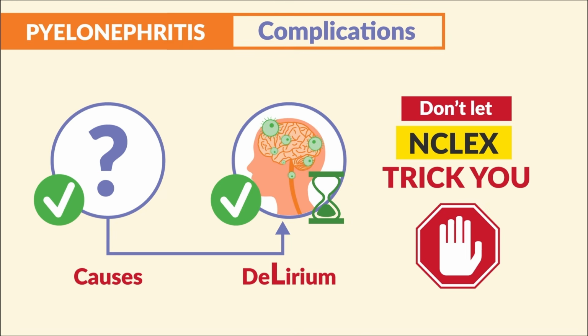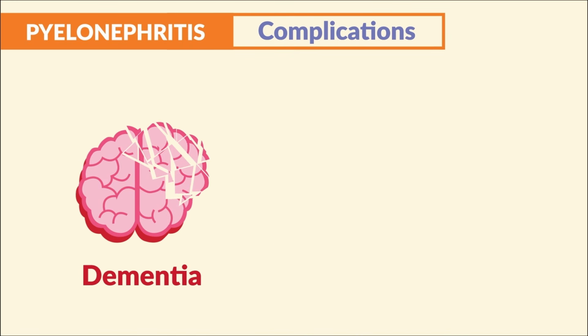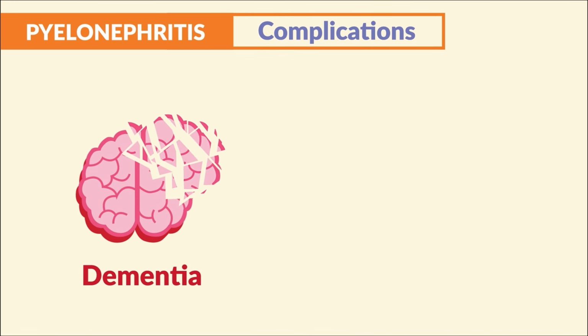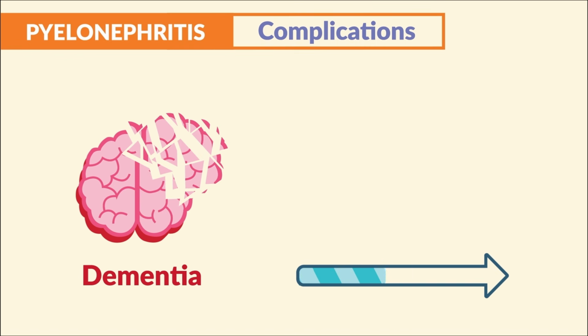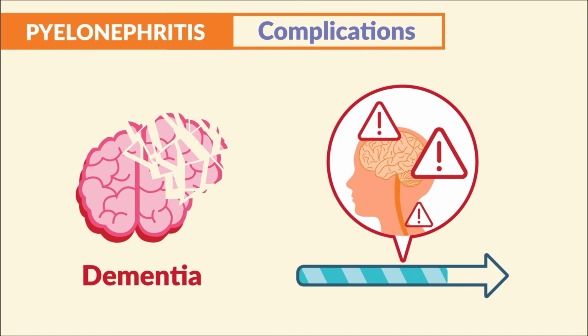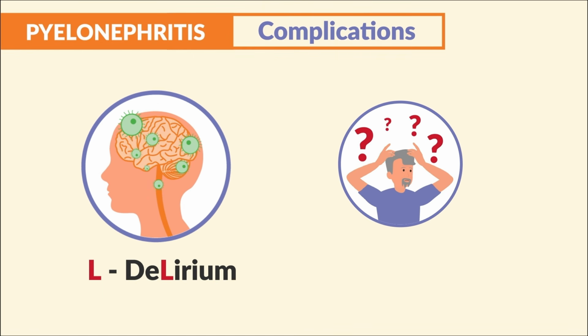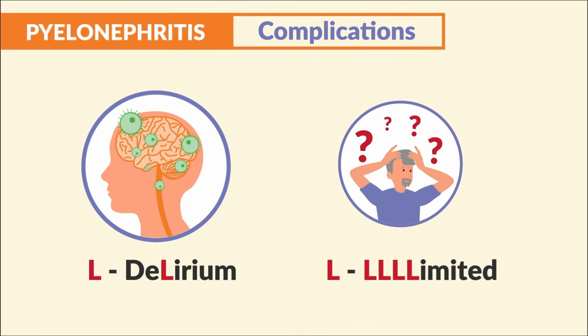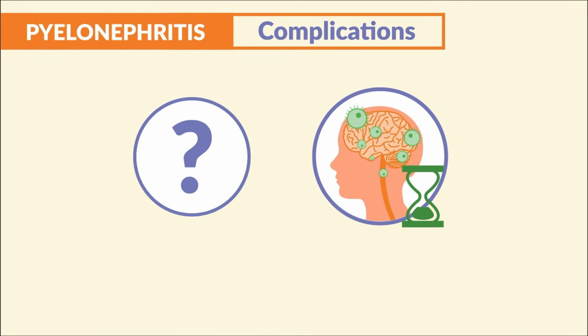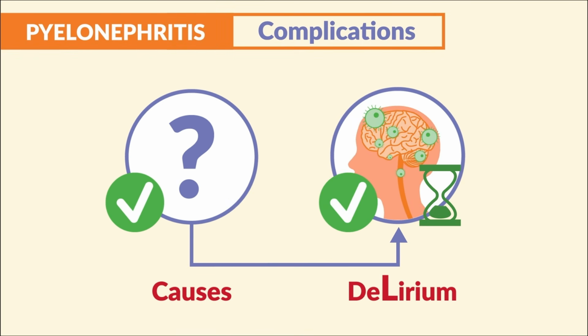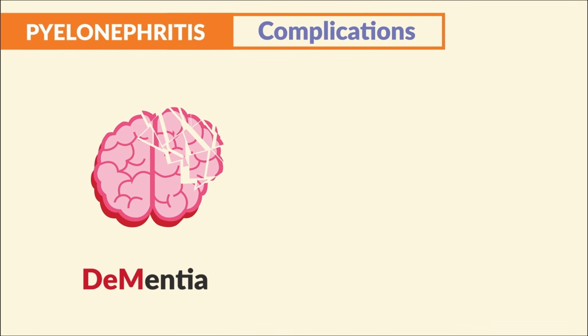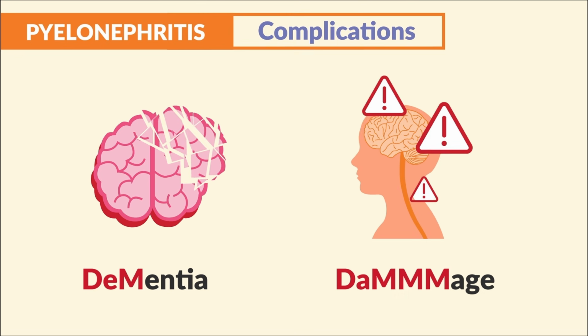Now, don't let the NCLEX trick you here. Delirium is not dementia. So for dementia, just think long-term damage to the brain from long-term diseases or traumas. Again, just think of the memory tricks here. Look for the L's in delirium, L for limited, short-term confusion, fix the cause, fix the patient. And the M's for dementia is that damage to the brain.